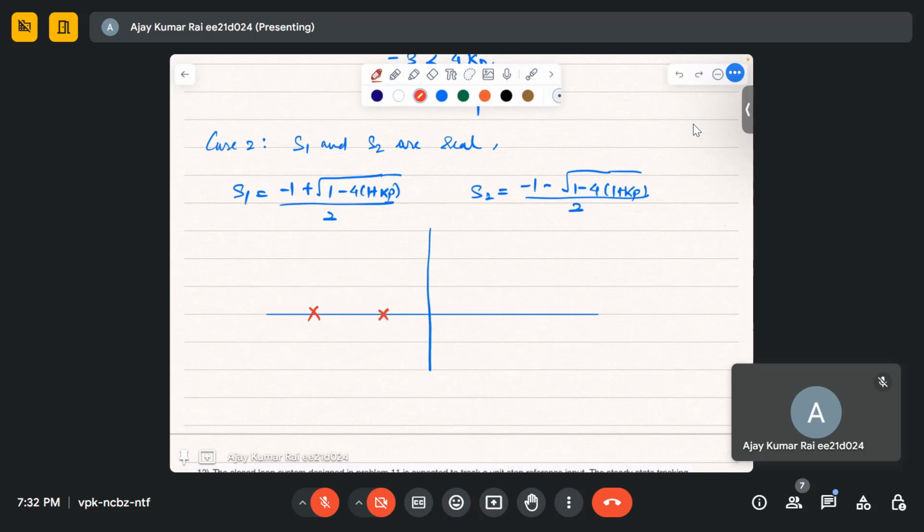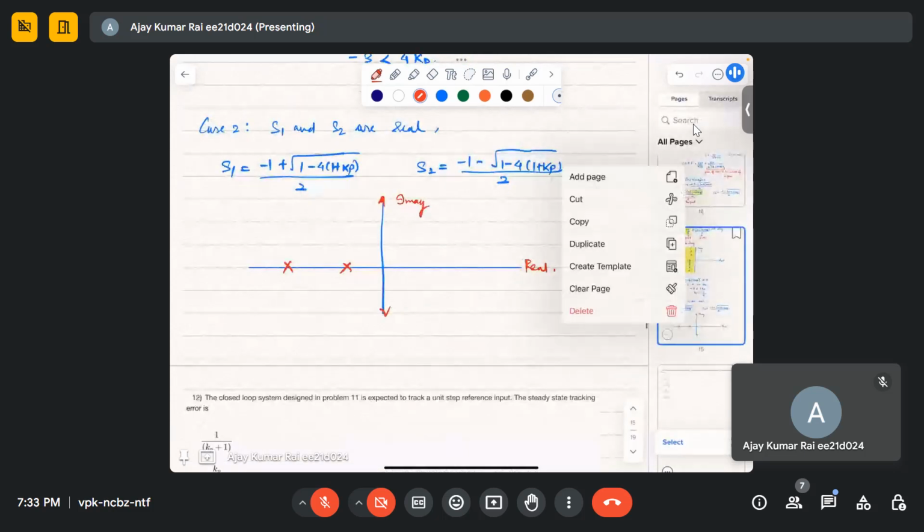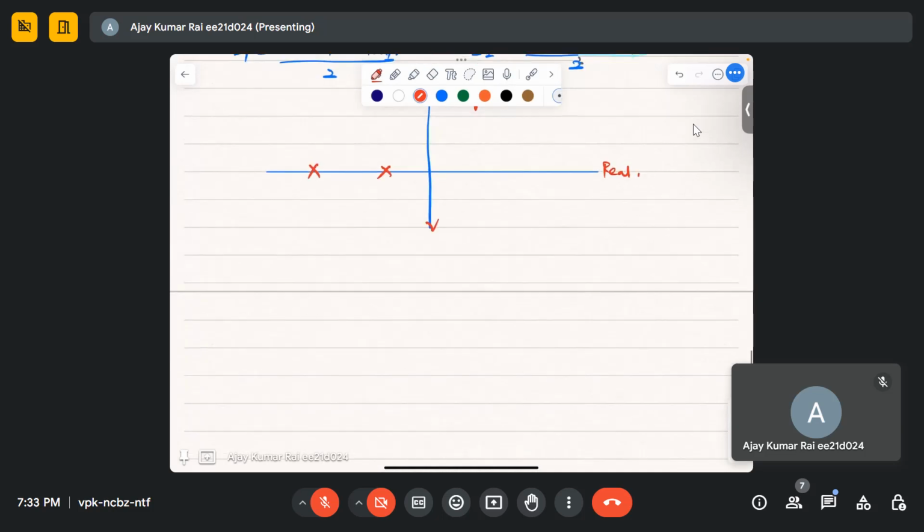The other possibility is what? The poles are lying like this. And if one of the poles is lying in the right hand side, then we'll say the system is unstable. So there are two possibilities here also. We want to find the possibility for this one, where both the roots lie in the left hand side. This is imaginary, this is real. So what should be the value of Kp again?